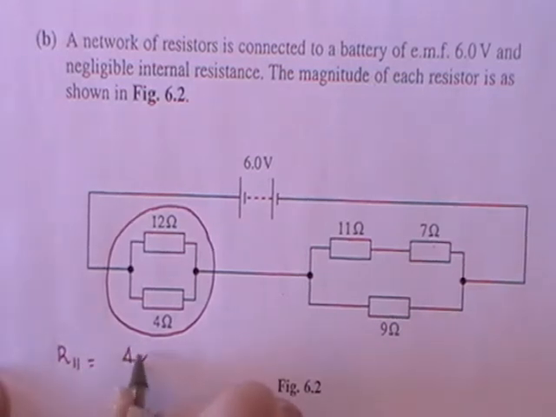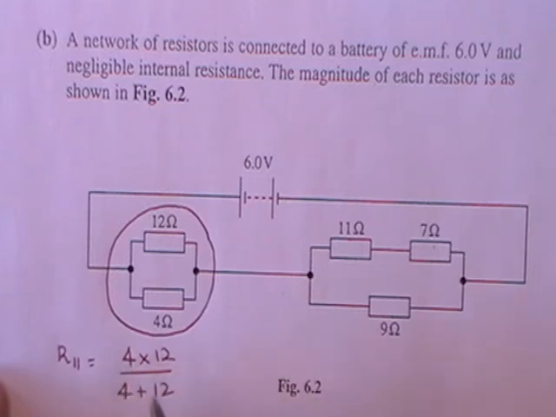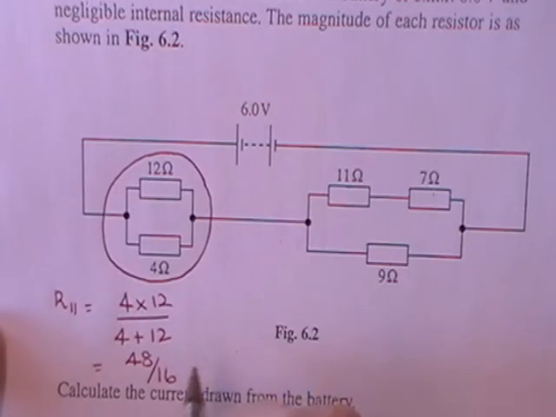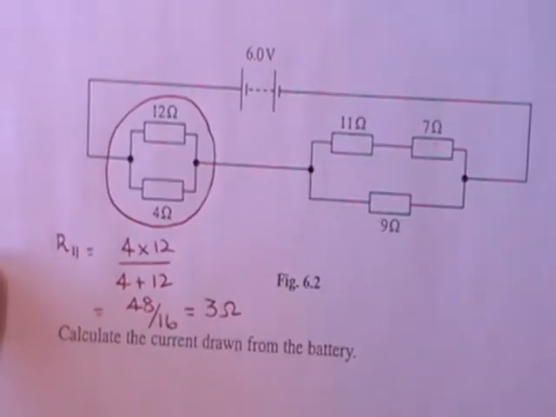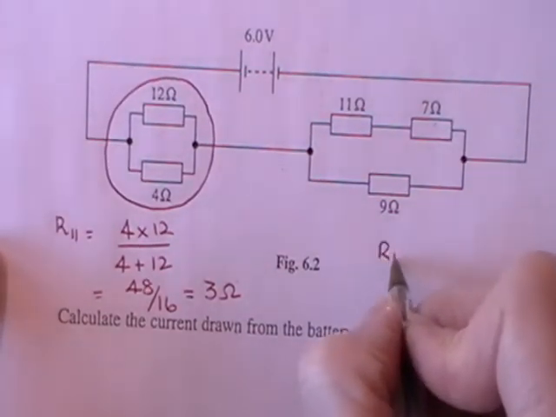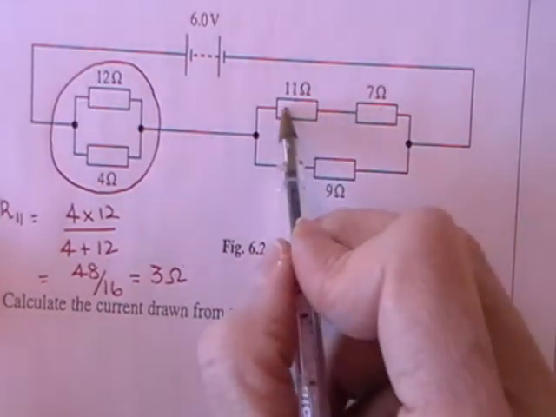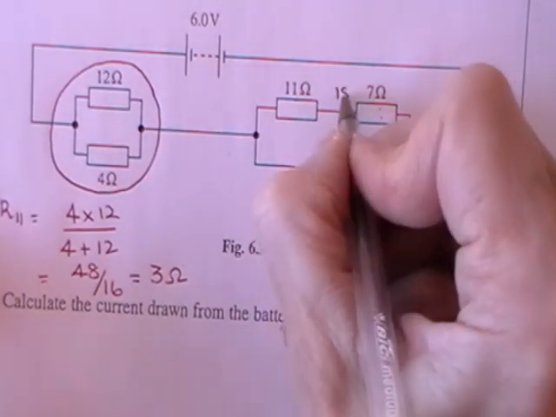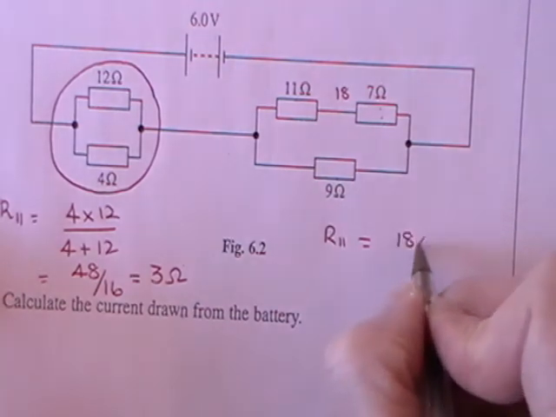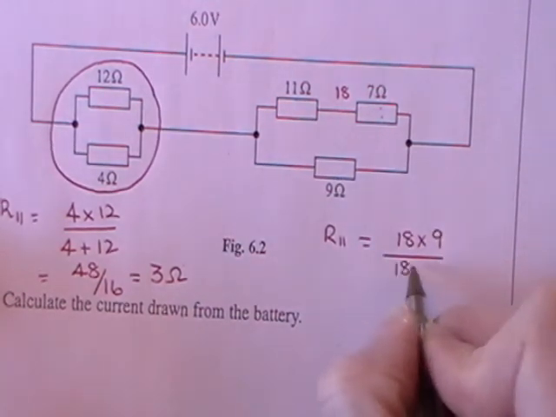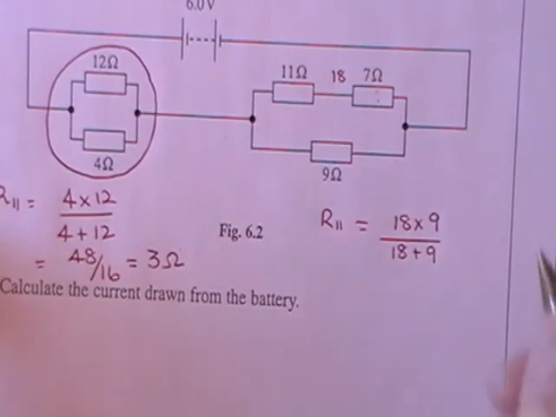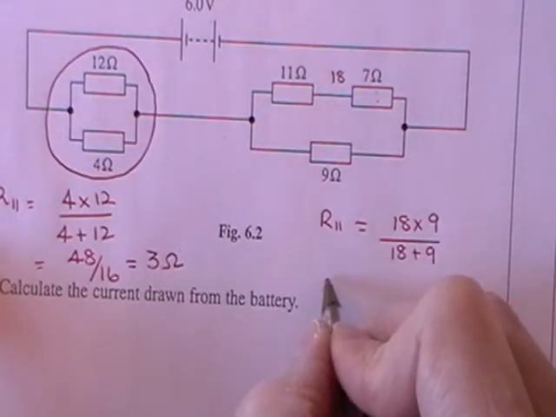And that's going to be 4 by 12 over 4 plus 12, which gives you 48 over 16. So that resistance there is going to come out then as 3 ohms. This part here, I'm going to do it as a product over the sum as well. The top line there is worth 18. I'll just write 18 beside it. So it's 18 times 9 over 18 plus 9. And that comes out to be 6 ohms.